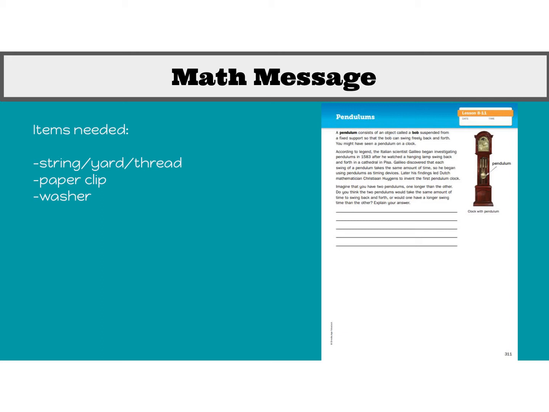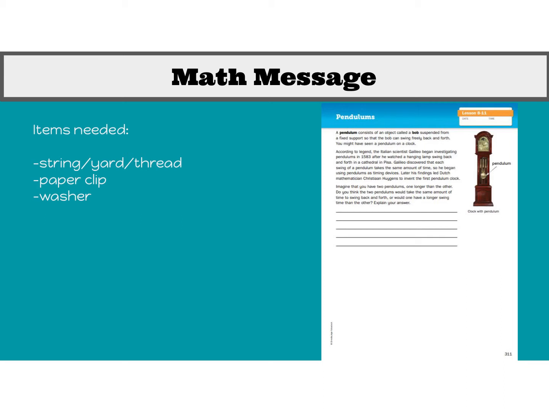According to legend, the Italian scientist Galileo began investigating pendulums in 1583 after he watched a hanging lamp swing back and forth in a cathedral in Pisa. Galileo discovered that each swing of a pendulum takes the same amount of time, so he began using pendulums as timing devices. Later, his findings led Dutch mathematician Christian Huygens to invent the first pendulum clock.